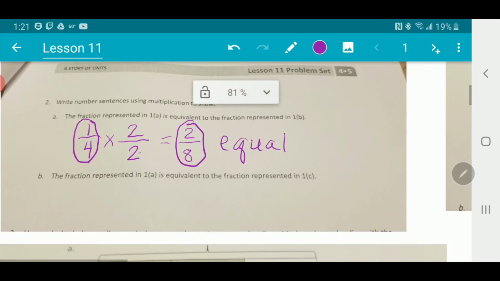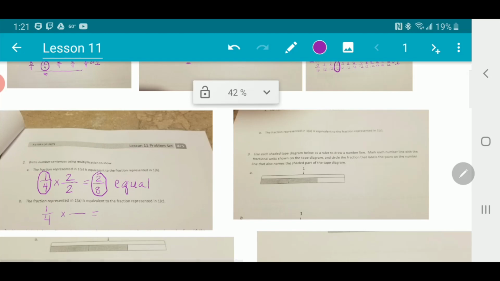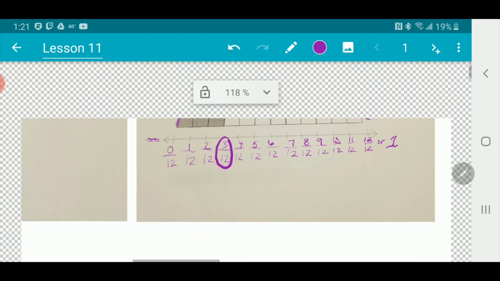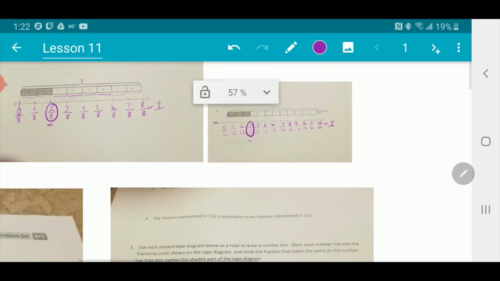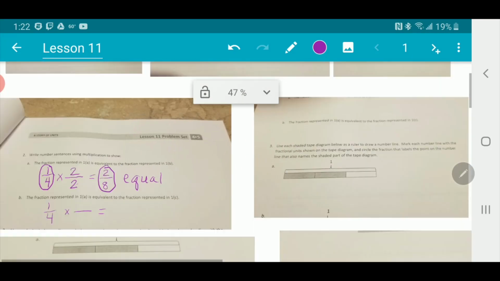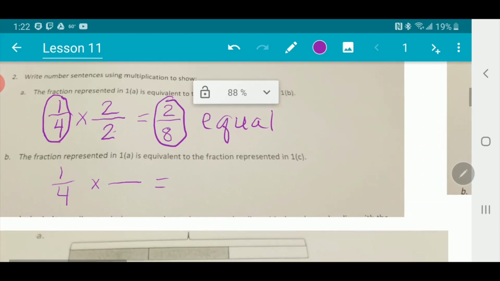Okay, so for 2B, they want us to show how the fraction represented in 1A is equivalent to the fraction represented in 1C. Well, we know for 1A our answer was 1/4. We're going to be using multiplication to figure out how it's equivalent to 1C. So going back to 1C, our answer was 3/12. So 1/4 is equal to 3/12.